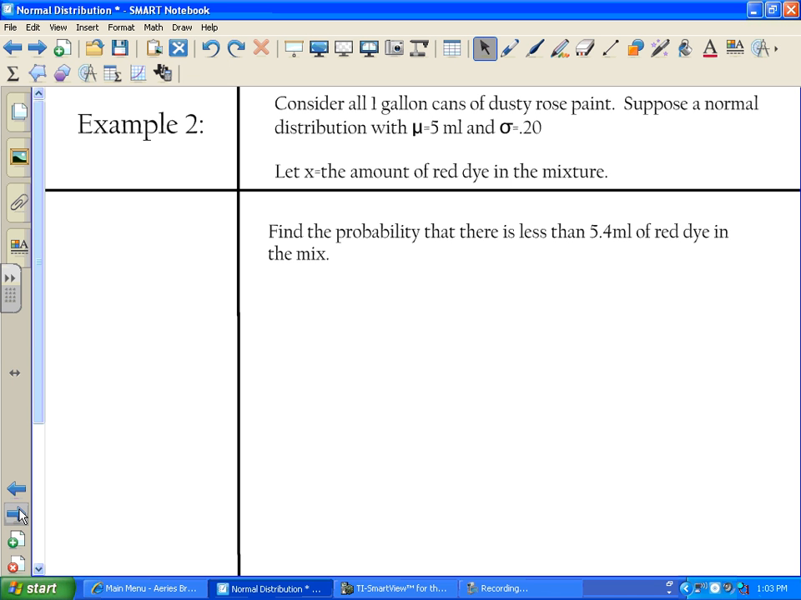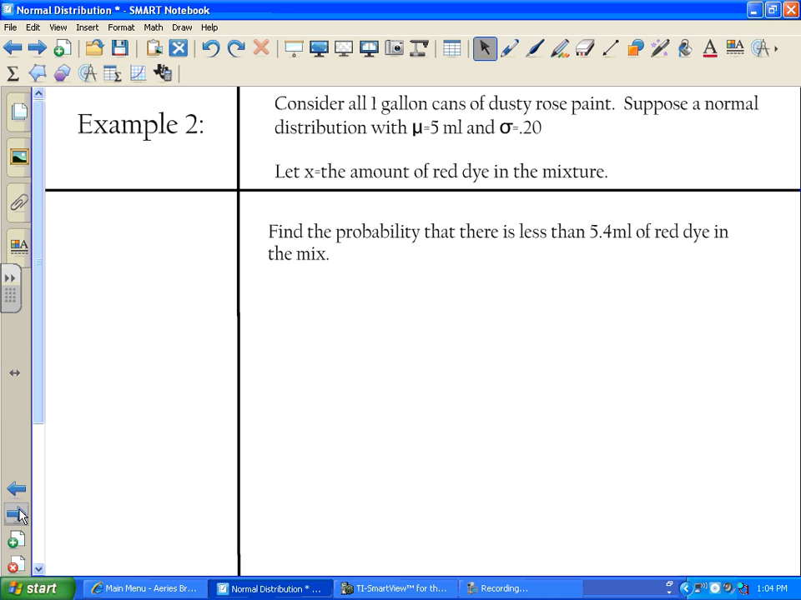Consider all 1-gallon cans of Dusty Rose paint. I painted over the weekend, and the color of the room was Dusty Rose paint. Suppose that it has a normal distribution with a mean of 5 milliliters and a standard deviation of 0.2. X is the amount of red dye they add to the white paint in order to make it Dusty Rose. So they have a little machine that measures 5 milliliters. But we know that machines are going to err sometimes. It's supposed to put 5 milliliters in. Sometimes it's going to put a little bit more, sometimes a little less, but that more and less is going to be normally distributed around the 5 milliliters.